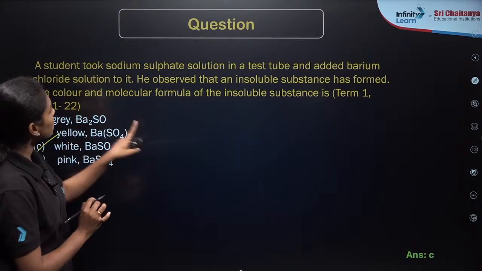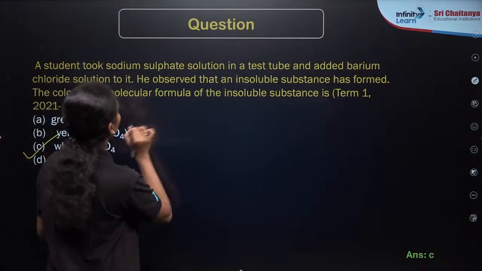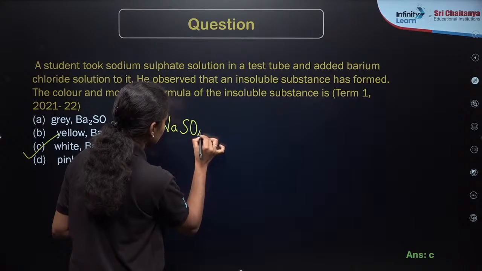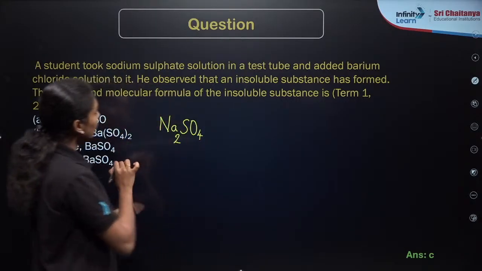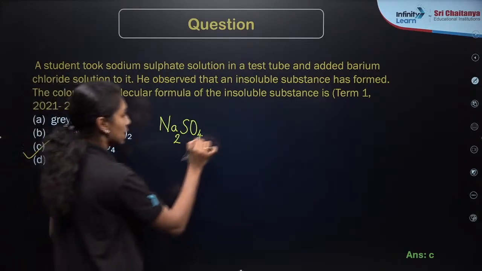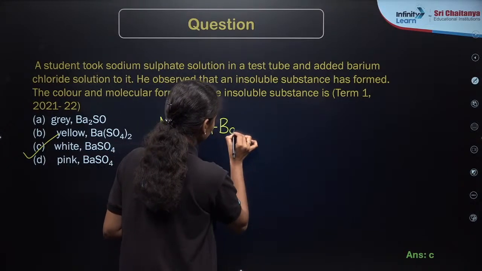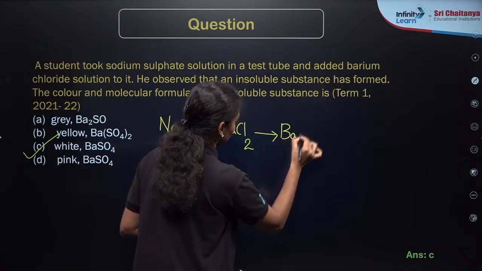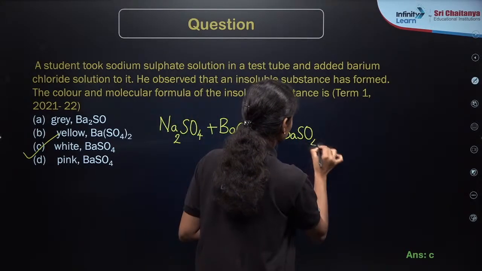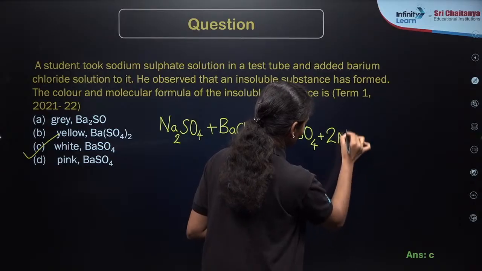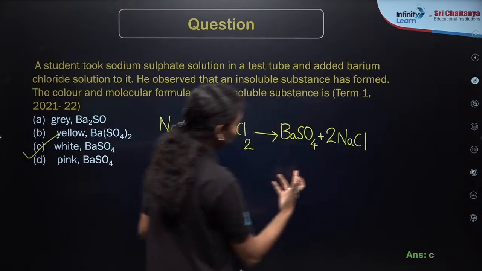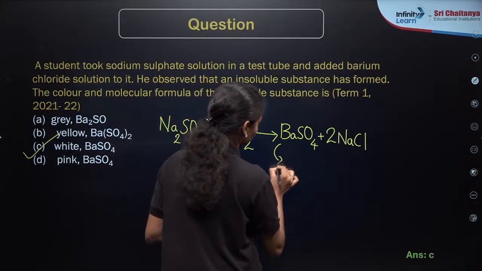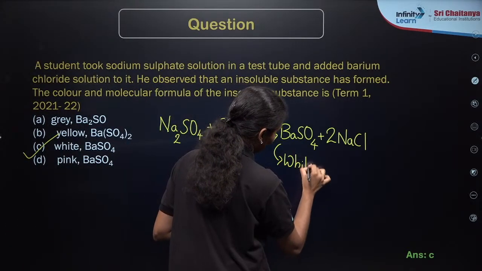If I am writing the chemical equation here, what are we treating here? Sodium sulfate, right? Sodium sulfate means sodium will be the cation, sulfate will be the anion. We will be crisscrossing the valencies, so it will be forming Na2SO4, right? Na2SO4 will be treated with barium chloride, BaCl2. So what will it be forming? It will be forming barium sulfate, BaSO4 plus 2NaCl, right? So this will be the balanced chemical equation for this particular reaction. So the sodium sulfate will be treated with barium chloride to form a white colored barium sulfate. So option C will be the correct answer.